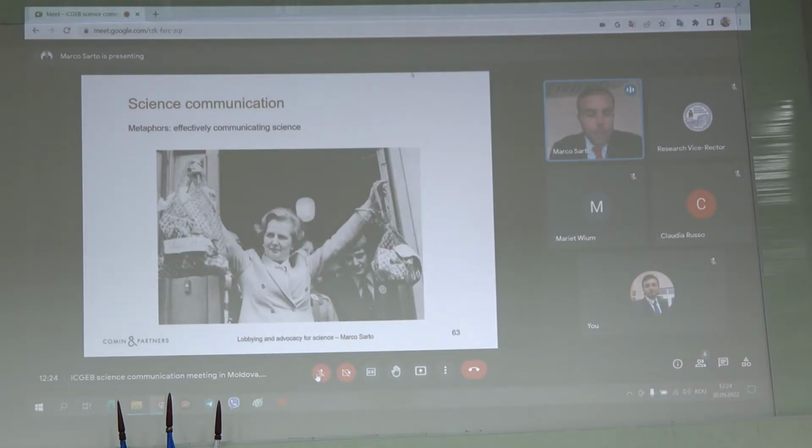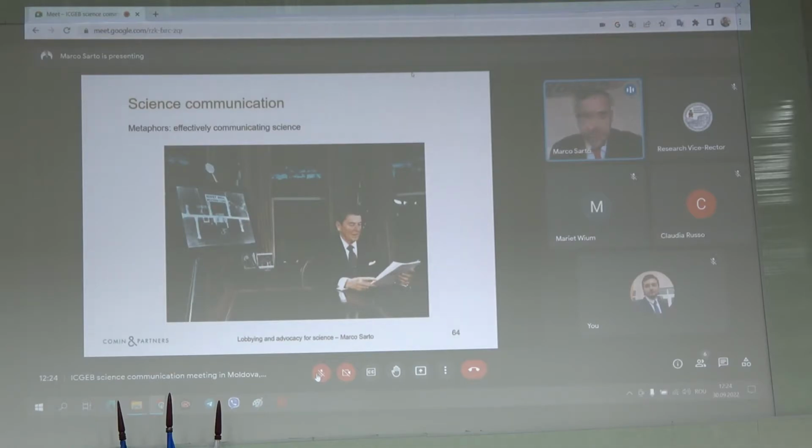have the power of 1,000 words. The second one is Reagan, the former president of the United States of America. Reagan, in this image, tried to describe to America the so-called space shield. A shield means protection, means security. So he had this amazing idea to use the metaphor of the shield in order to assure consensus to the idea of an anti-ballistic system.